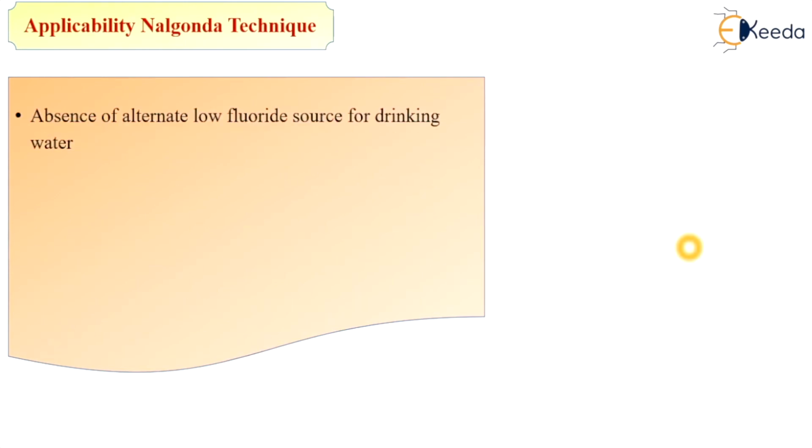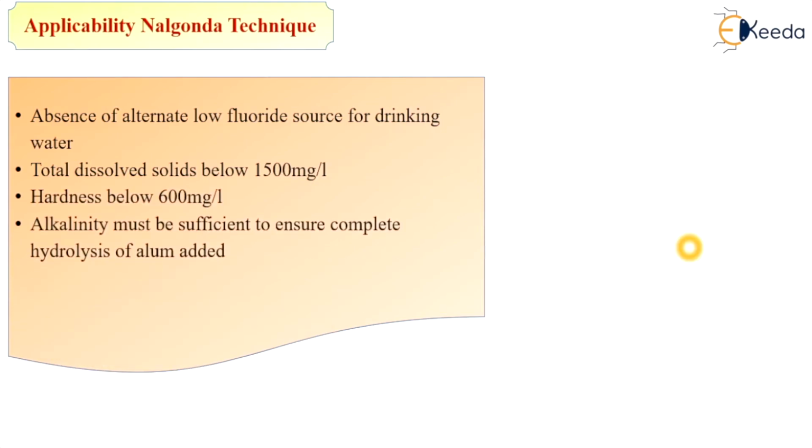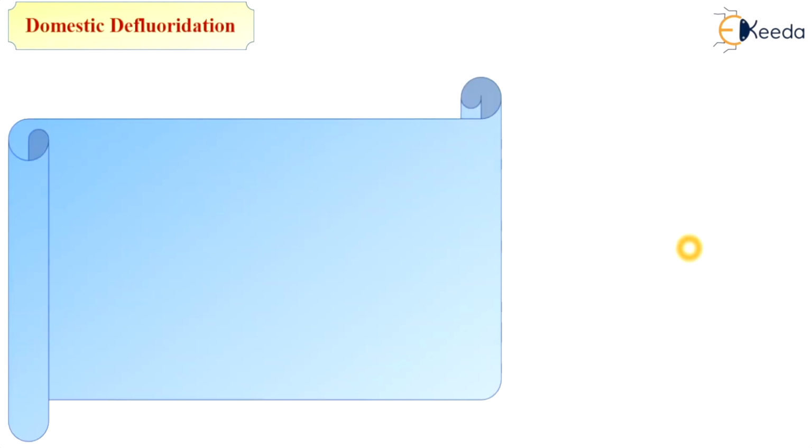Applications of the Nalgonda technique. In the absence of an alternate low fluoride source for drinking water, this technique may be applied. Total dissolved solids below 1500 mg per liter, hardness below 600 mg per liter. Alkalinity must be sufficient to ensure complete hydrolysis of the alum added. Raw water fluoride is 1.5 to 20 mg per liter. So if the raw water satisfies these conditions, only then do we apply the Nalgonda technique to treat this water. Next is domestic defluoridation.